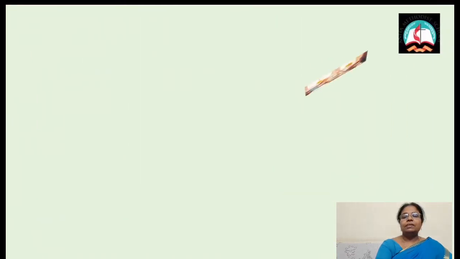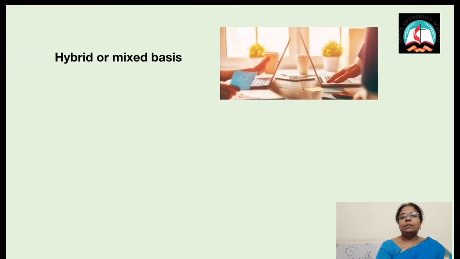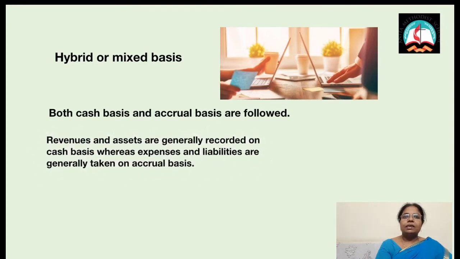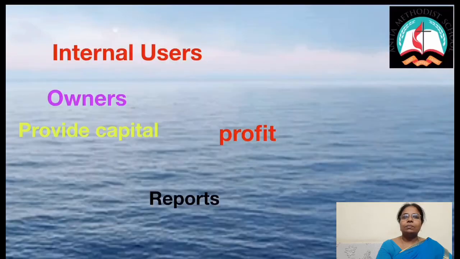Now we will see about the hybrid or mixed basis. Here both cash basis and accrual basis are followed. Revenues and assets are generally recorded on cash basis, whereas expenses and liabilities are generally taken on accrual basis. So revenues and assets are recorded on cash basis and expenses and liabilities are on the accrual basis.